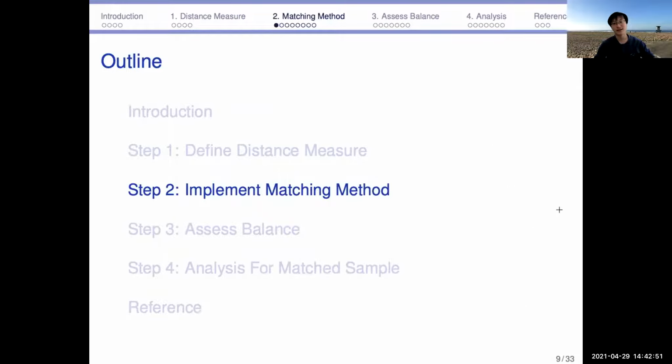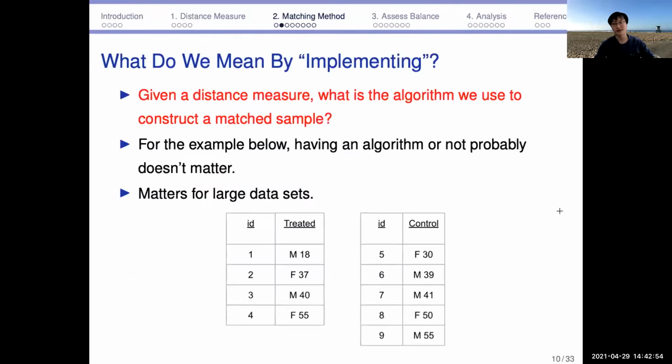Okay, so now let's go to the second step, implementing a matching method. So what do we mean by implementing? It means that given a distance measure, we want to figure out what is the algorithm we use to construct a matched sample. Now, for this particular example below, having an algorithm or not doesn't matter because this is just 9 individuals. We can do it by eyeballing, but it matters for larger data sets.